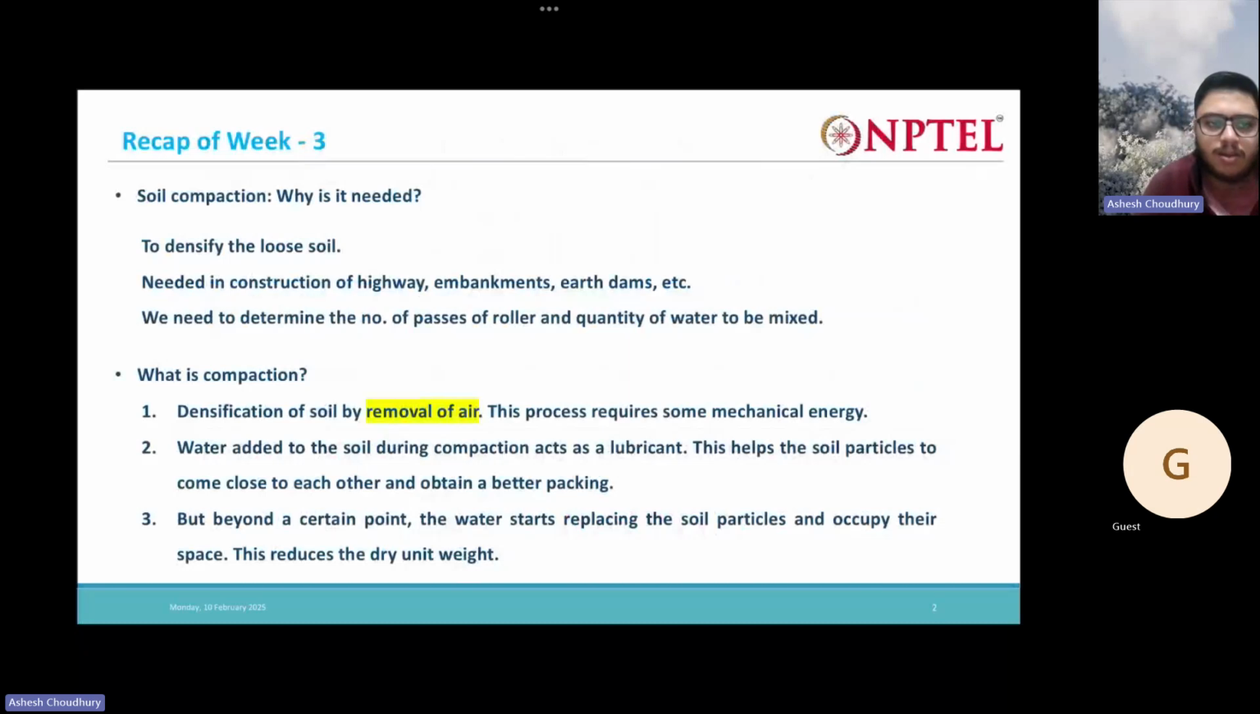So what is soil compaction, and why do we actually need soil compaction? Soil compaction is nothing but a process by which we densify the loose soil, right? Soil compaction is a process which we do so that the soil at a particular place can be densified. So we have a loose soil, we want to densify the soil, right? So why do we need to densify the soil?